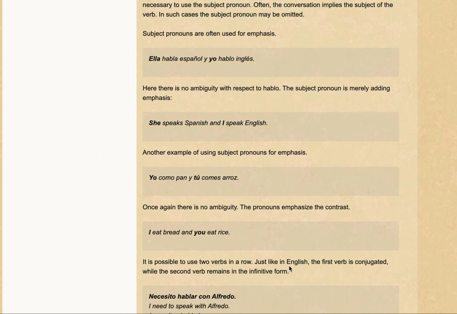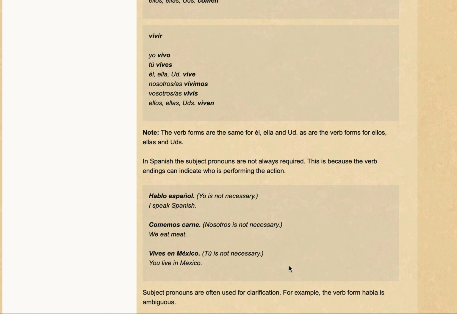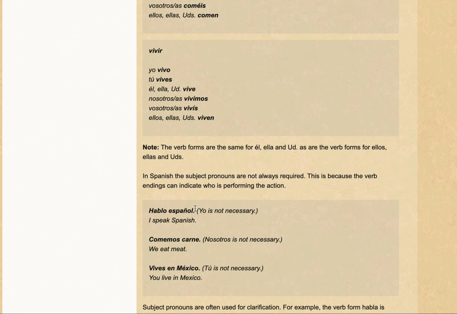We have been going through this section, and we have probably seen three or four different rules, which basically signify when and when not to use subject pronouns. For instance, this is the first one, which says that you don't always need to use a subject pronoun because sometimes the verb itself indicates what action is being performed. So, for instance, hablo español.